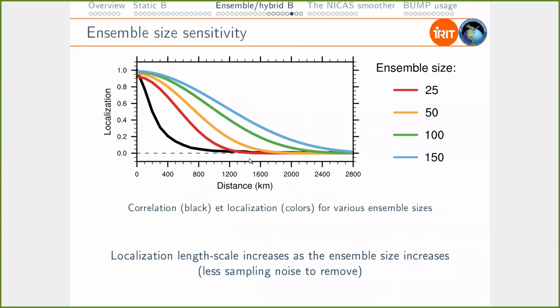Here it's just a very simple example of the dependency of the localization length scale on the ensemble size. And what we can see here is that when we increase the ensemble size, the localization length scale will increase too. And it's what we expect, because when the ensemble size is larger, we are more confident in the sample covariance we get. So we need less localization, and we can keep the values at large separation that are not affected by sampling noise anymore.